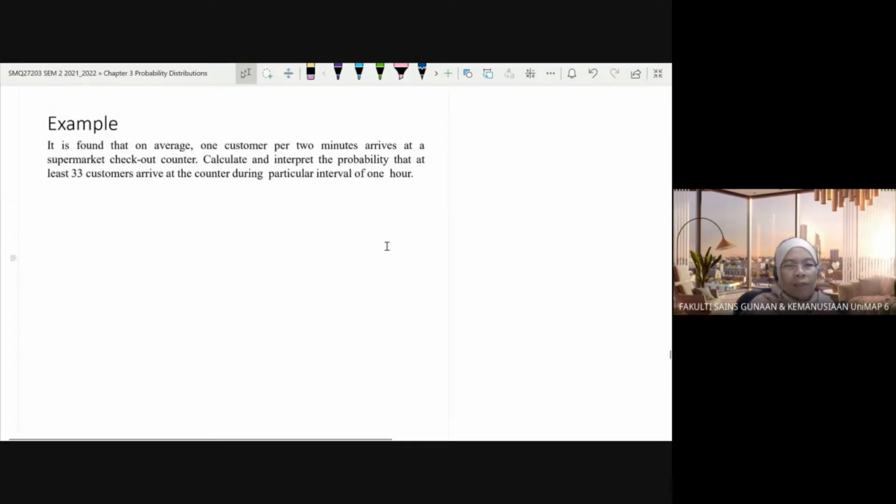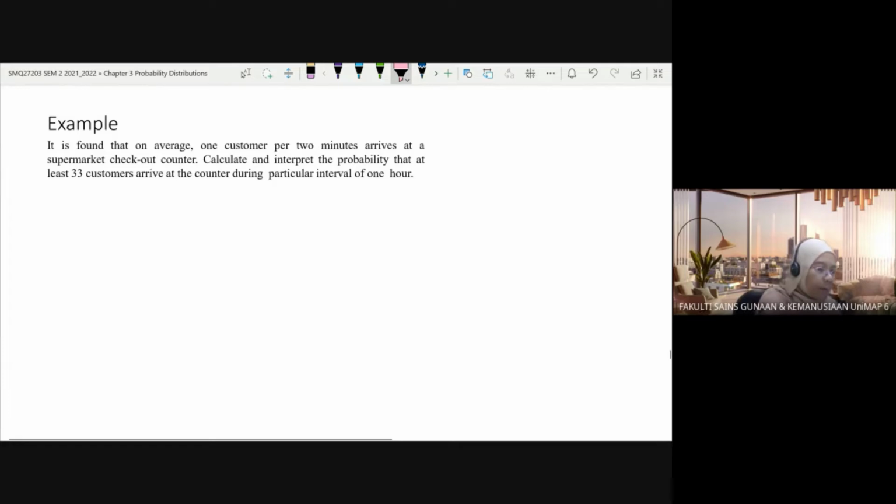If it is found that on average, one customer per 2 minutes arrives at a supermarket checkout counter, calculate and interpret the probability that at least 33 customers arrive at the counter during a particular interval of 1 hour. So let's look at the question.